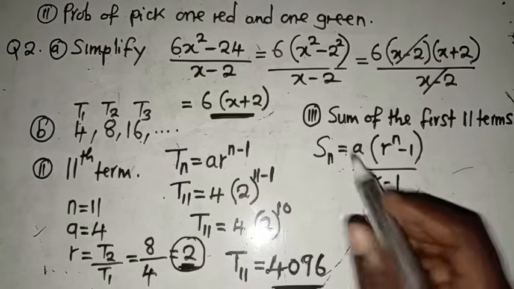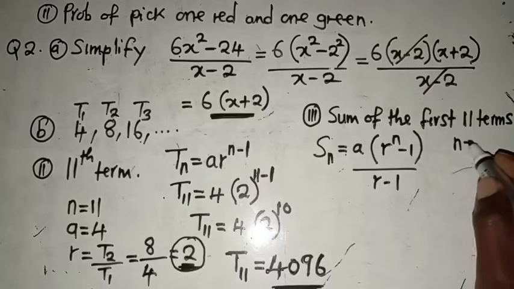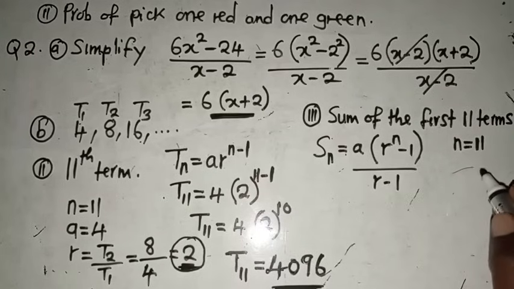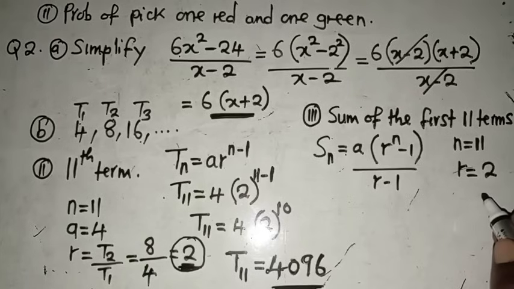So we say, okay, what is n? n is 11. What is the common ratio? The common ratio is 2. What is a, the first term? The first term is 4. We substitute these values in there.